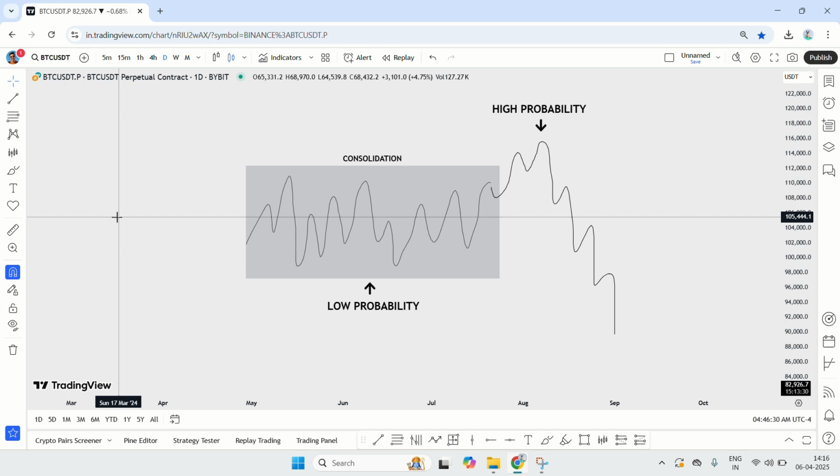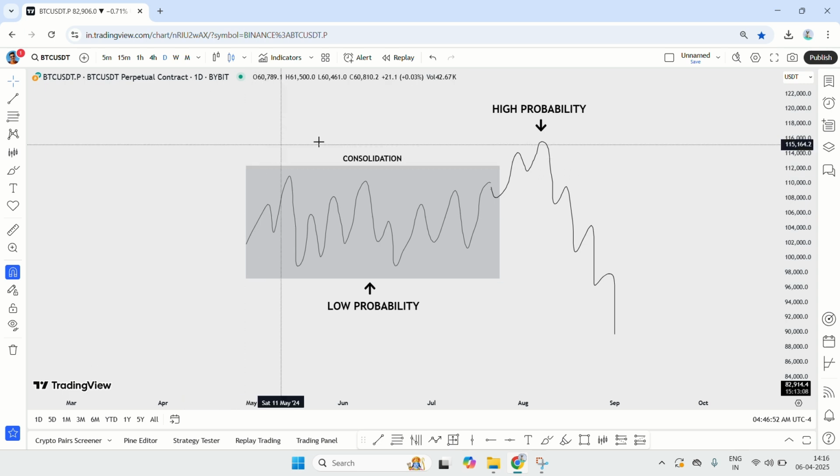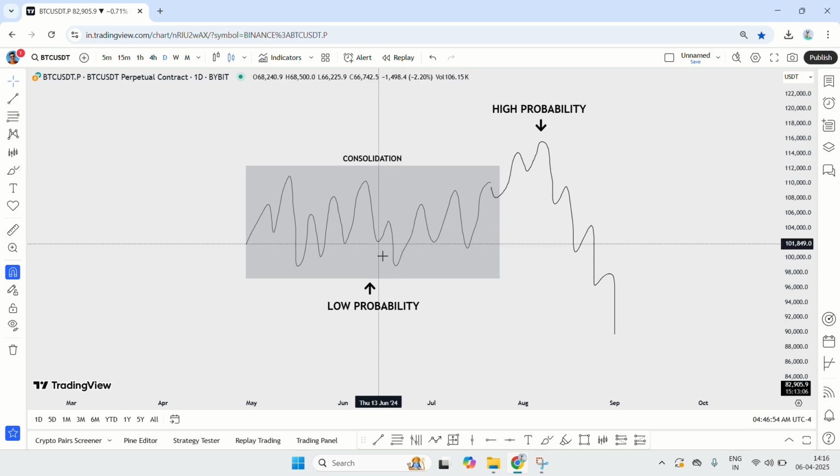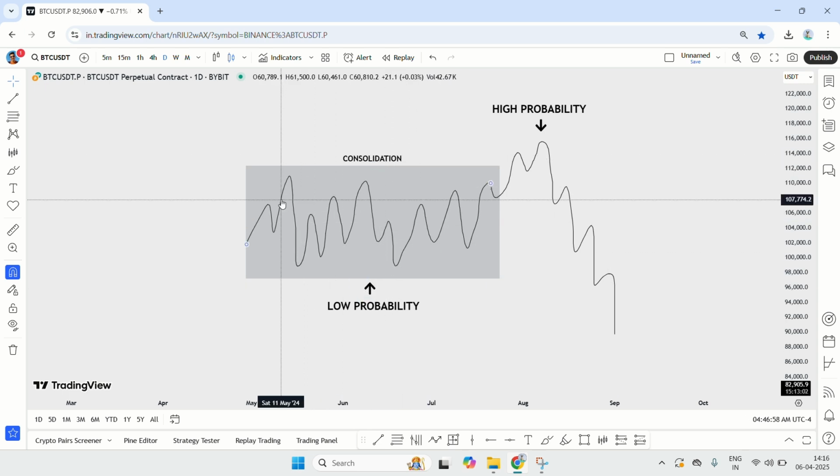For that you need to read the higher time frame price action, to find out whether this is accumulation or distribution. For that you need to understand the higher time frame market maker buy model and higher time frame market maker sell model. I will make a new video on the market maker buy model and market maker sell model, but for now just use this word consolidation.